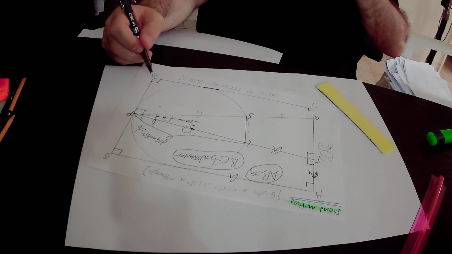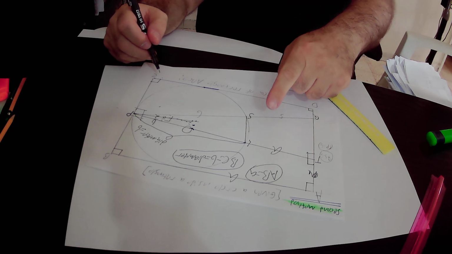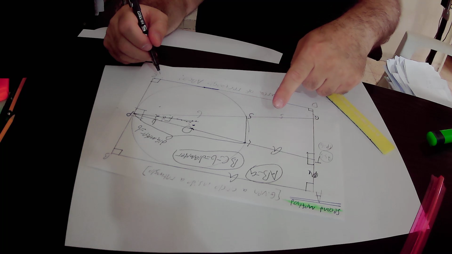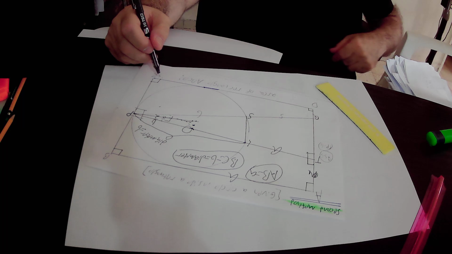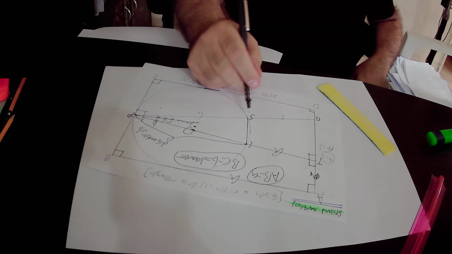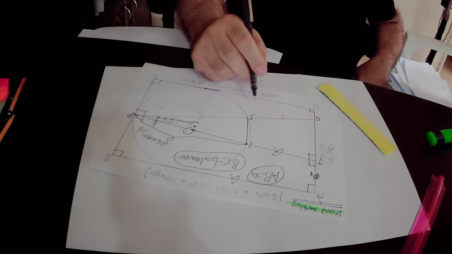So here, by joining points L and S together by a straight line, we created here peripheral angle LSP. This angle is a peripheral angle, angle LSP.